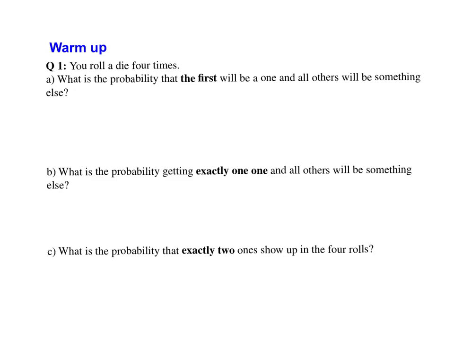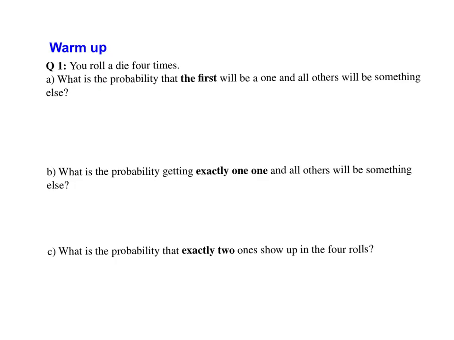Before we begin our discussion on geometric distributions, let's just do a quick warm-up. Say you roll a die 4 times. What is the probability that the first will be a 1 and all others will be something else? Remember, I'm rolling the die 4 times, so I have a probability of success and a probability of failure.